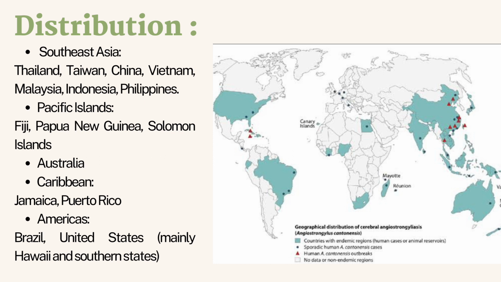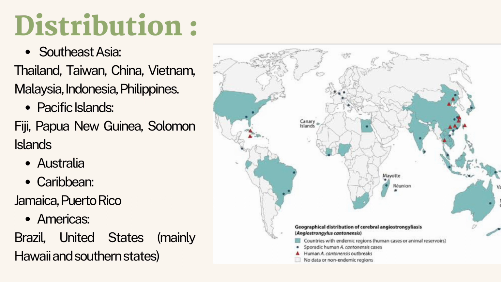However, the distribution of Angiostrongylus cantonensis has since expanded to various parts of the world due to factors such as globalization and the movement of hosts. That is why nag-spread ang parasite. And it is commonly found in regions with a suitable environment for its hosts, including rats, snails, and slugs.